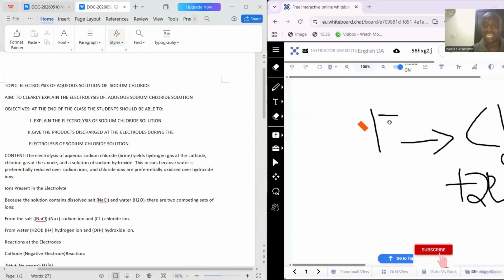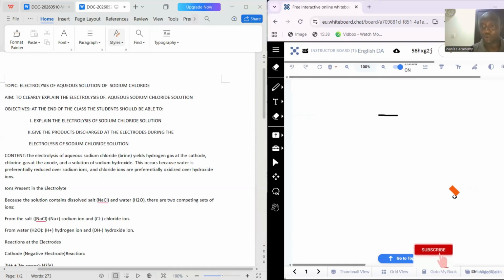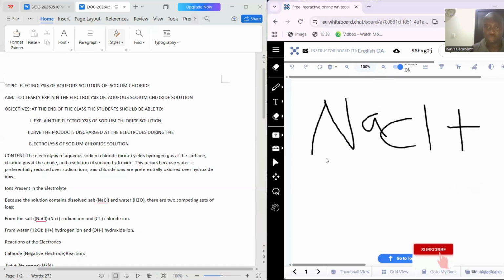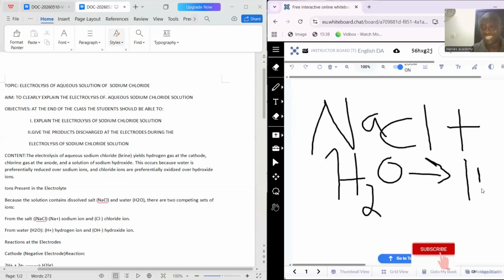Now let's have the general equation for this reaction. The overall equation for this reaction is written as follows. So we have sodium chloride, NaCl, dissolved in water to give us an aqueous solution of sodium chloride that we'll call brine. This will yield hydrogen gas at the cathode, as I told you earlier, that is H2. Then, of course, we also have chlorine gas discharged at the anode, provided that the solution is concentrated. So we have H2, then we also have Cl2.